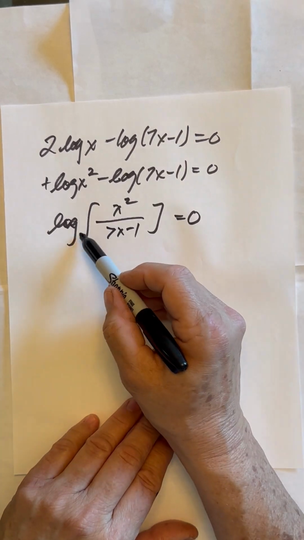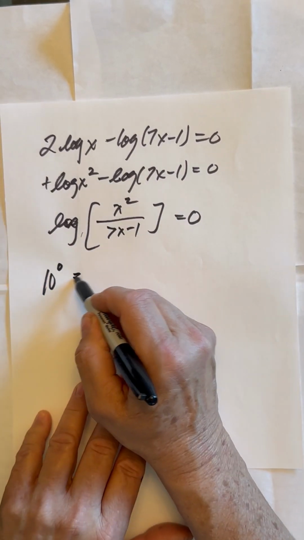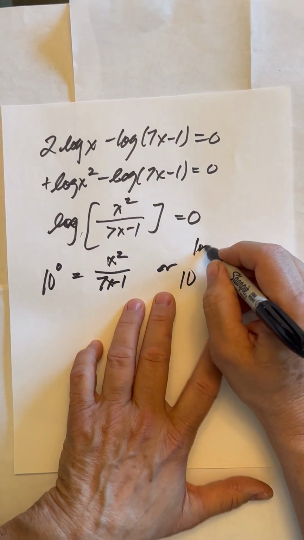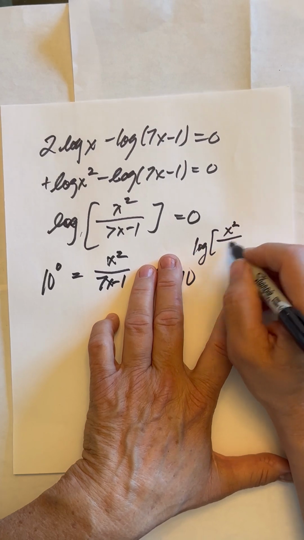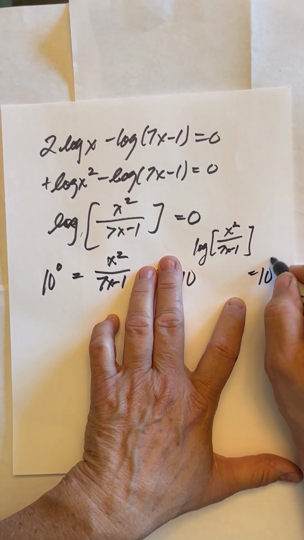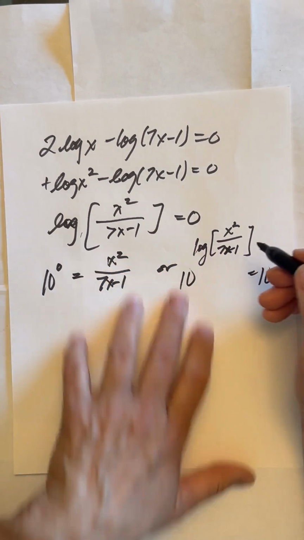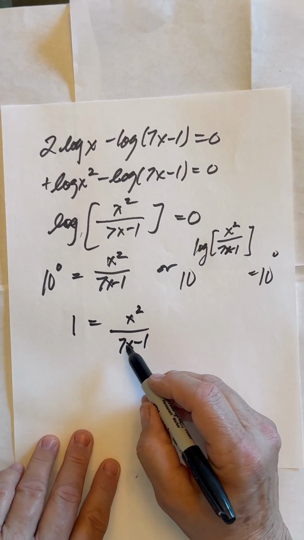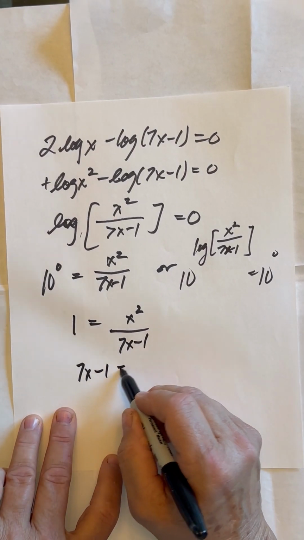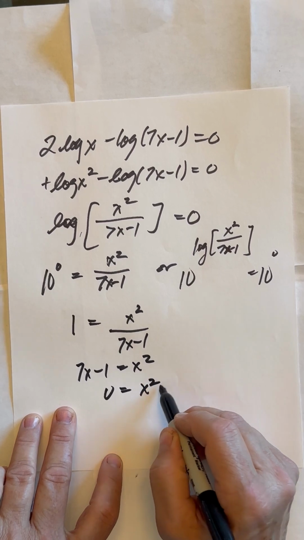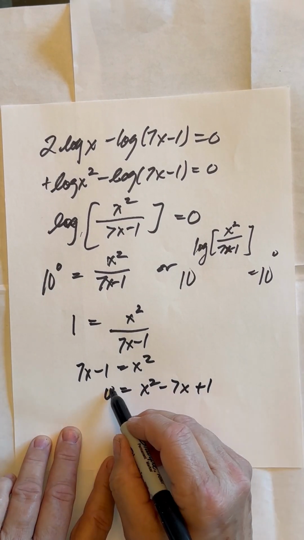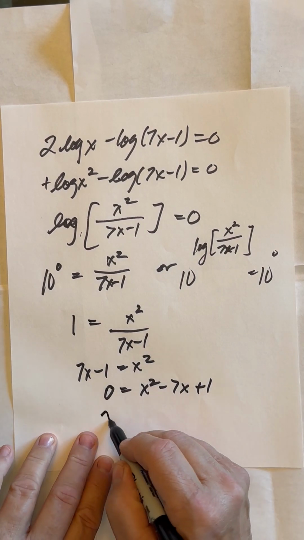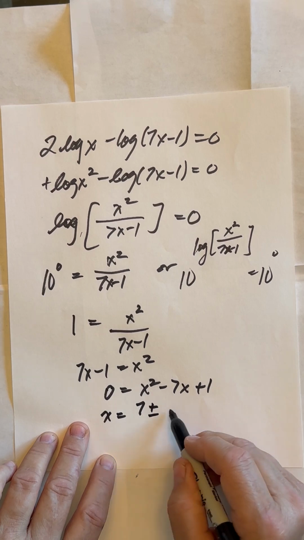Now, this is understood to be base 10, so you could say 10 to the 0 is x squared over 7x minus 1, or you could use theory: 10 to the log of x squared over 7x minus 1 equals 10 to the 0. Okay, so now you'll have 1 equals x squared over 7x minus 1. So then 7x minus 1 equals x squared, and finally x squared minus 7x plus 1 equals 0. This is a quadratic, and it cannot be factored. You could try, but you're going to have to use the quadratic formula or completing the square. And so you'll have this.